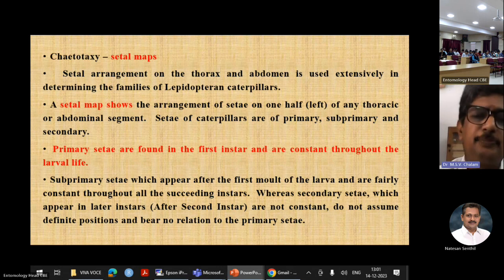Several students put one question: sir, which instar should we choose for studying chaetotaxy? Primarily we should choose the third instar, because the primary setae appear in the first instar and the subprimary setae appear in the second instar. Both have a definite pattern and are retained throughout the larval stage. Therefore, we should definitely take the third instar for the study of larval chaetotaxy.